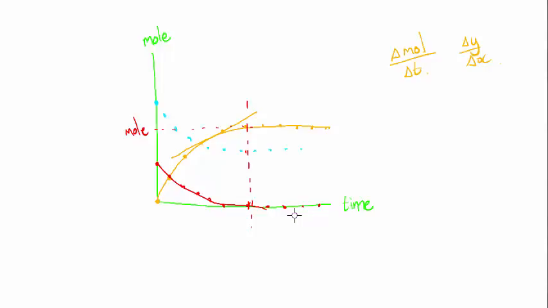So that is why you will notice that in a reaction rate graph, you should always have that your reaction rate decreases over time. And it does make sense why.